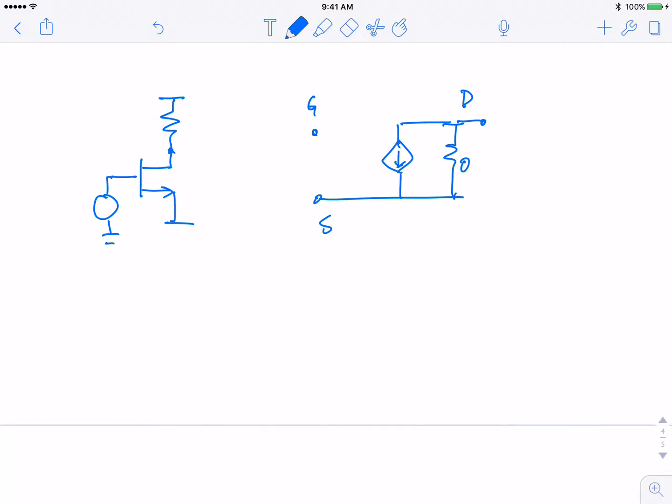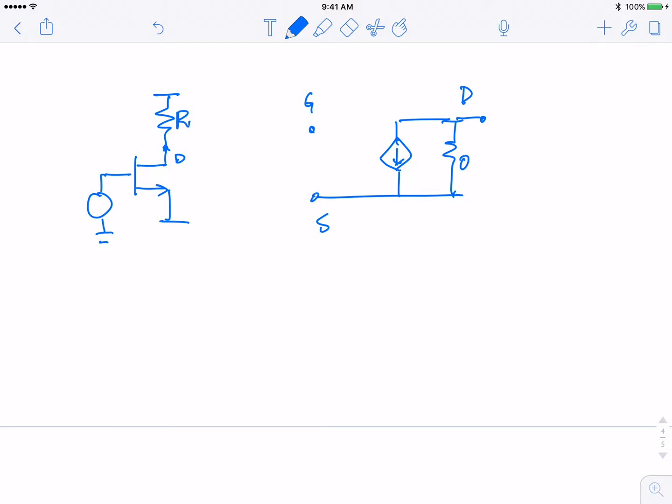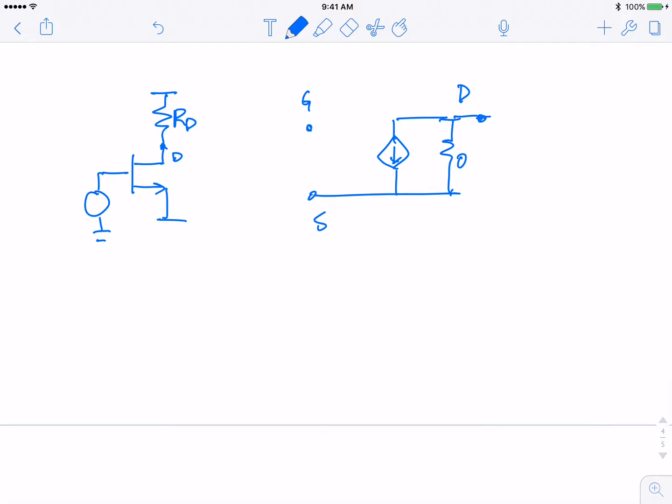So drain is connected to, let's call this RD. So drain is connected to RD. Where is the other side of RD? It goes to VDD. VDD becomes ground. So that's why they become in parallel. And this goes to VGS, so that becomes your input here.